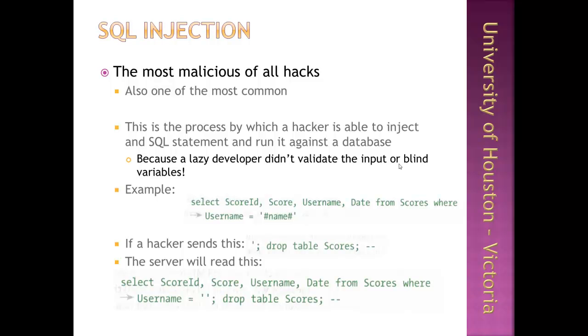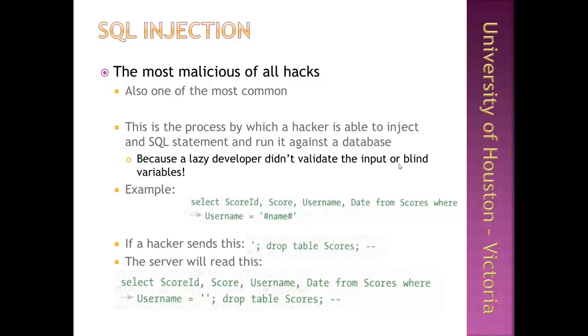Let's say that you have a high score board in your system. The code to select a high score for a specific user looks something like this. It's an SQL command that says select score ID, score, username, and date from a scores table where username is basically a hashtag name or the name of a person. And you assume that name is coming from the client somehow.